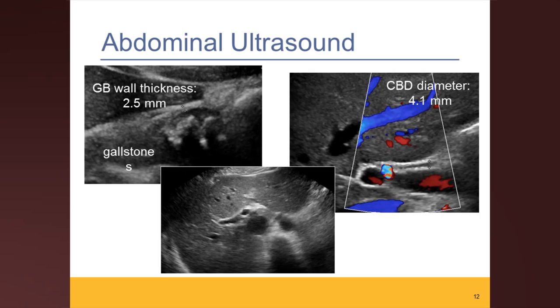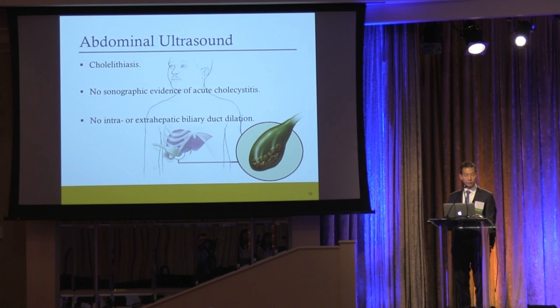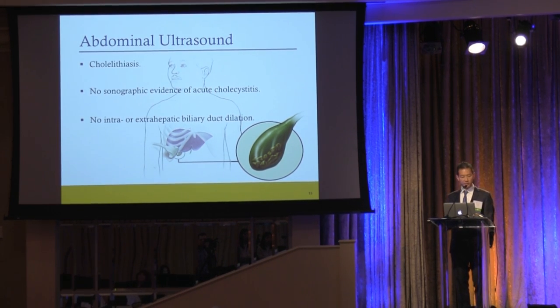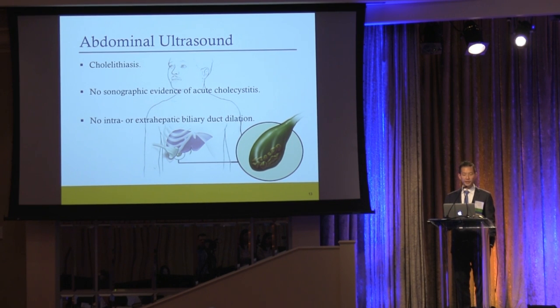She gets an abdominal ultrasound. The gallbladder wall thickness is normal at 2.5 millimeters, but there are gallstones present in the gallbladder. There are no stones seen in the common bile duct, and there's no evidence of intrahepatic duct dilation. And these are the findings reported by the radiologist. Right, so cholelithiasis, no evidence of acute cholecystitis, and no intra or extrahepatic biliary duct dilation.